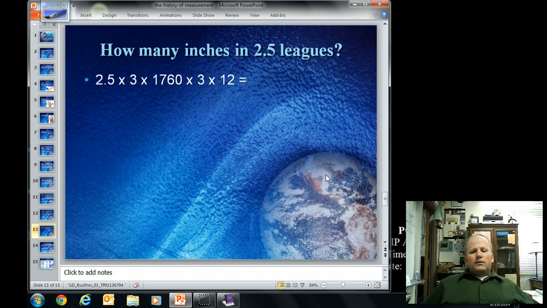Because if we wanted to know how many inches were in 2.5 leagues, first of all, you'd have to know all these numbers or look them up. And it's 2.5 times 3 times 1760 times 3 times 12. It's just way too much math and just way too much thinking.